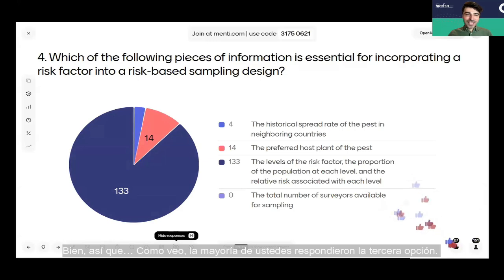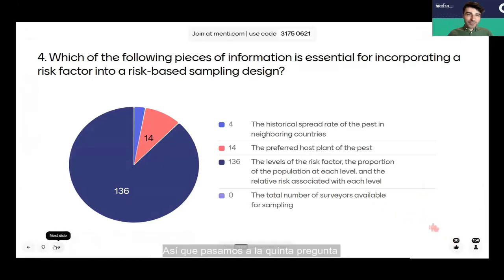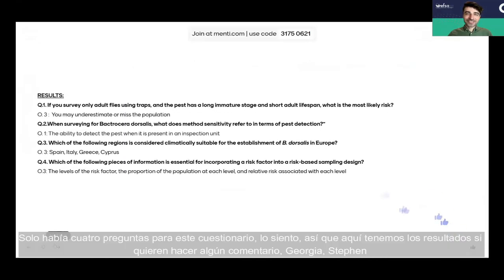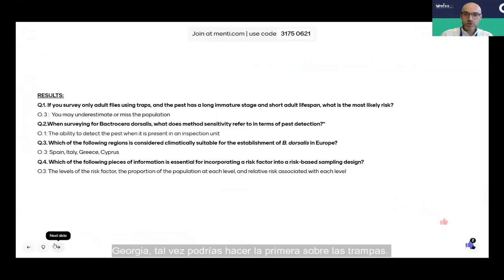Okay, so as I see, most of you answered the third option. We will find the correct answer after with Stephen and Georgia. So should we move to the fifth question? Oh, there were just 4 questions for this quiz, sorry. So we have here the results. If you want to give feedback, Georgia or Stephen? Georgia, maybe you could take the first one on the traps.